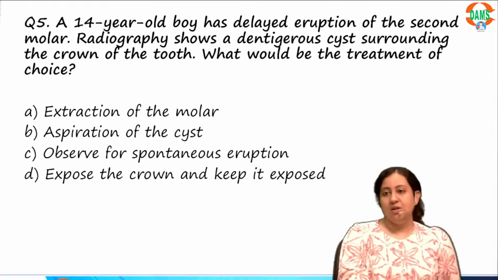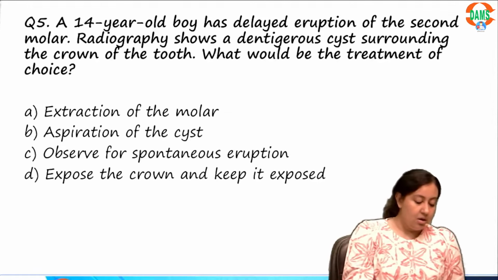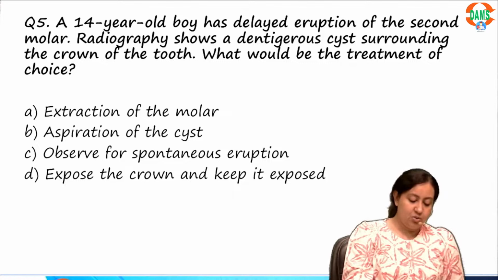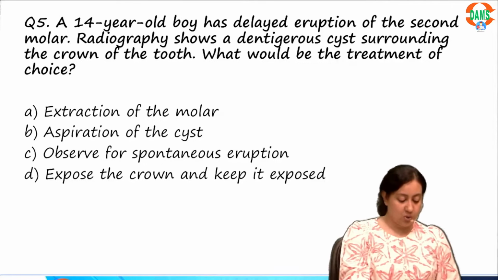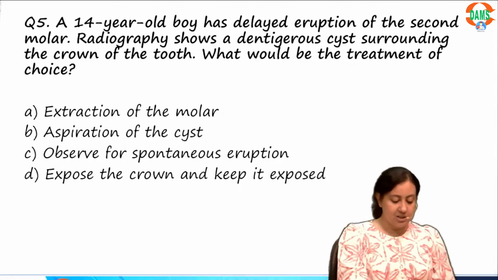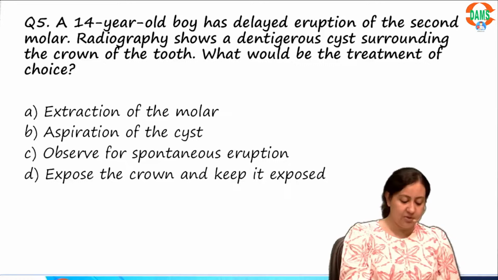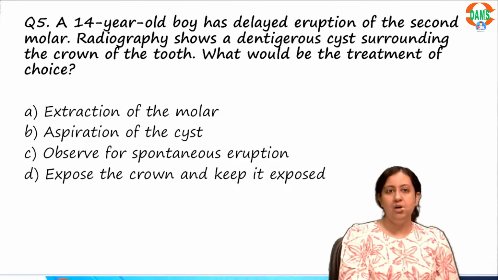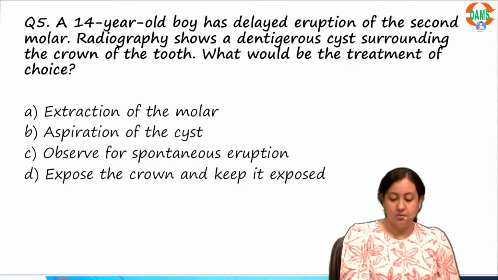Coming to the last question. A 14-year-old boy has delayed eruption of the second molar. Radiography shows a dentigerous cyst surrounding the crown of the tooth. What would be the treatment of choice? Option A, extraction of the molar. B, aspiration of the cyst. C, observe for spontaneous eruption. D, expose the crown and keep it exposed. What would be the answer to this question?